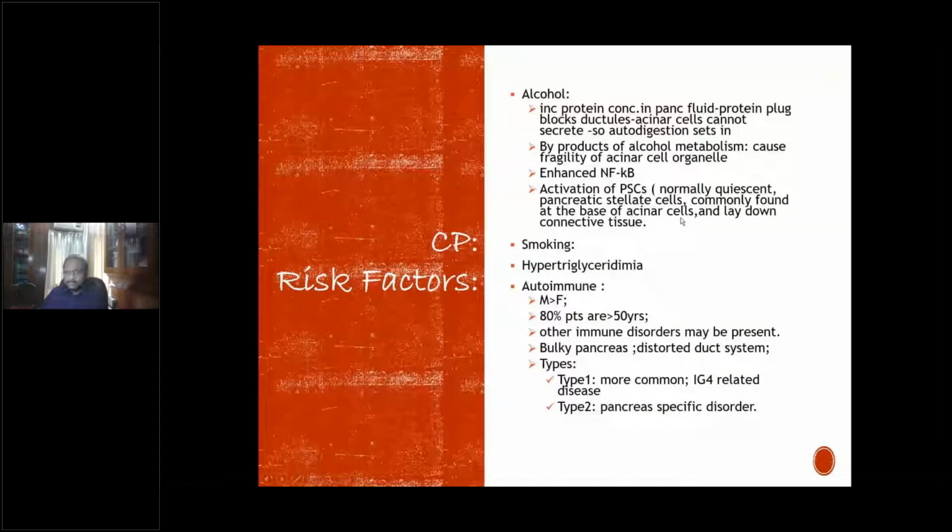The second reason was smoking. The third is hypertriglyceridemia. And then, of course, autoimmune, which we just said is 10%. What is autoimmune? Male more than female, 80% of patients are more than 50 years, and you'll find evidence of other autoimmune diseases. You have a bulky pancreas, a distorted ductal system, and there are two types of autoimmune. One is the IgG4 type, more common, and type 2 is a pancreatic specific disorder not related to IgG4.